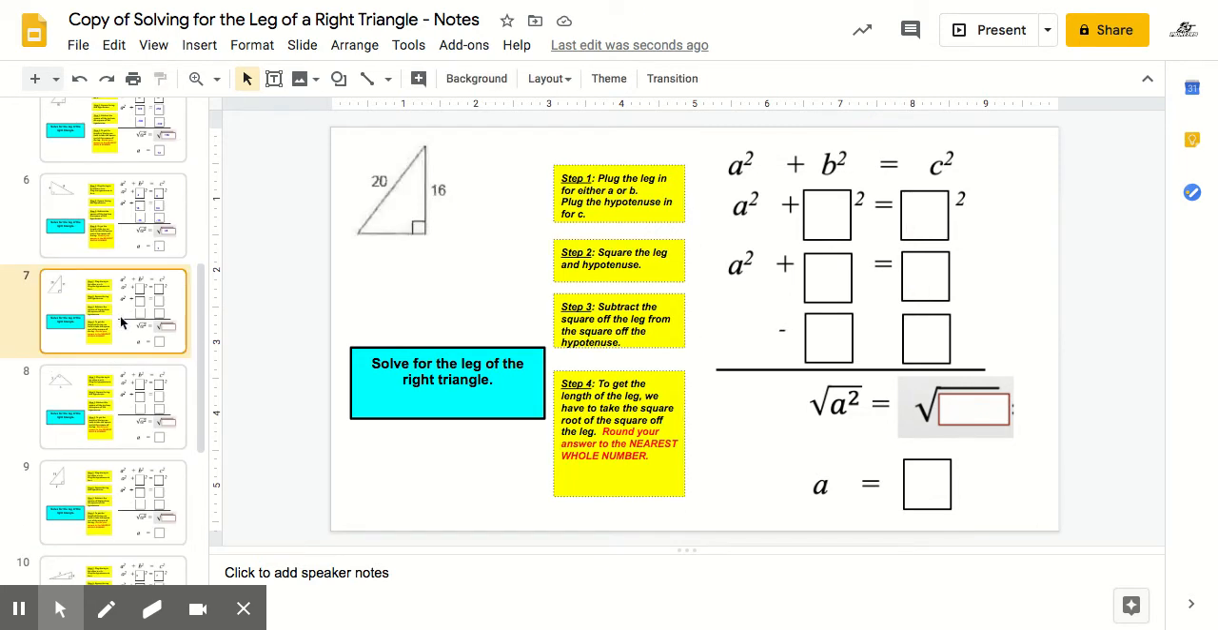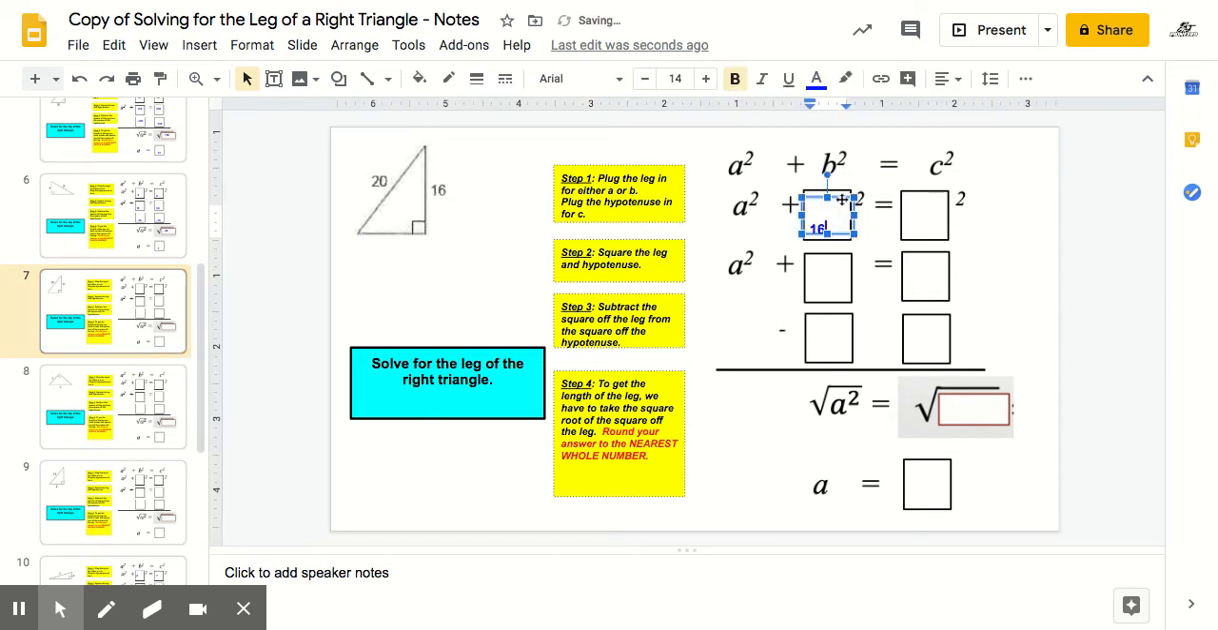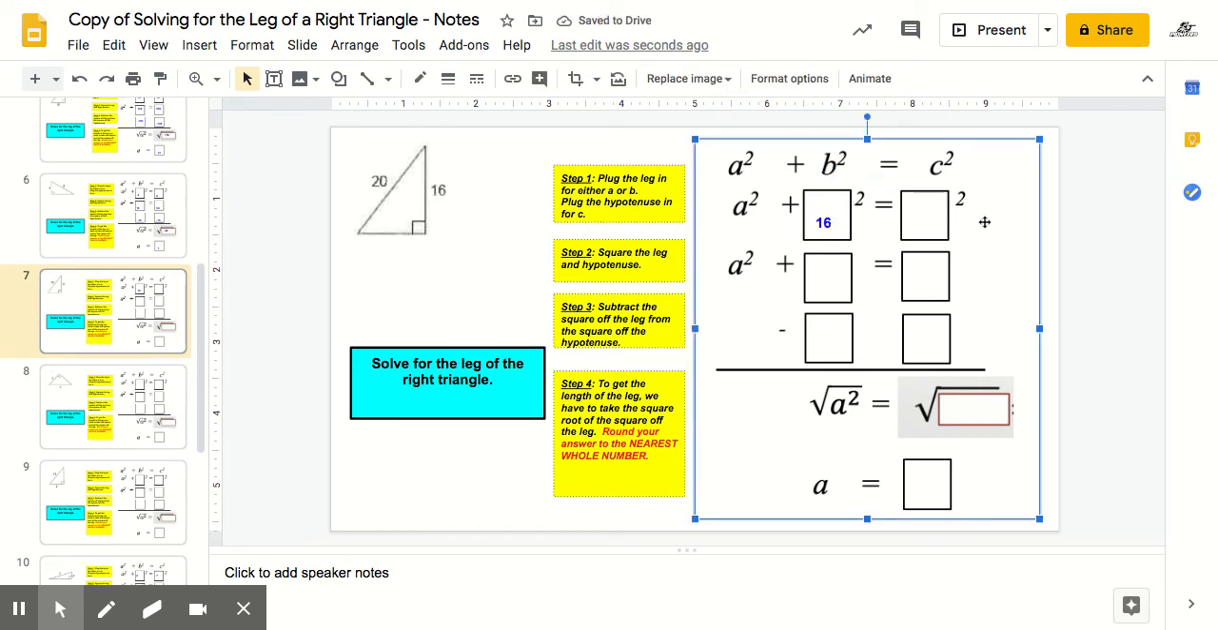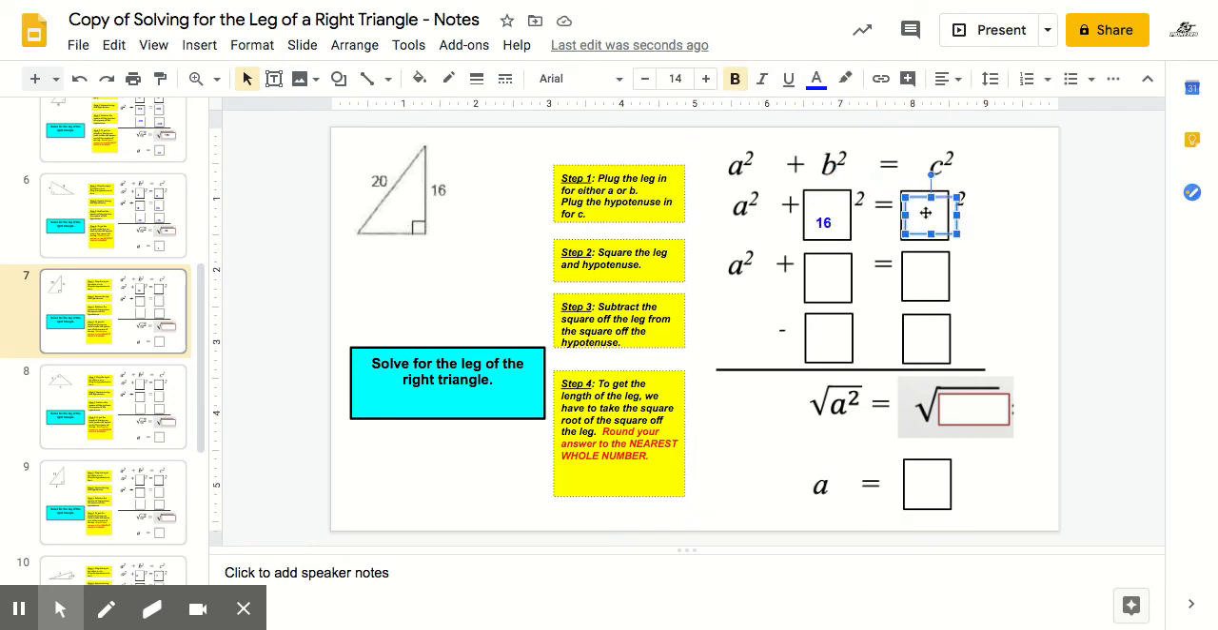All right, do one more. All right, another right triangle. I give you a hypotenuse, which is equal to 20, and a leg that is equal to 16. We are solving for the other missing leg. So for b, I'm going to plug in my leg, which is 16, guys. We have to be careful that we're plugging in our legs and our hypotenuse in the correct order. And our hypotenuse is equal to 20.